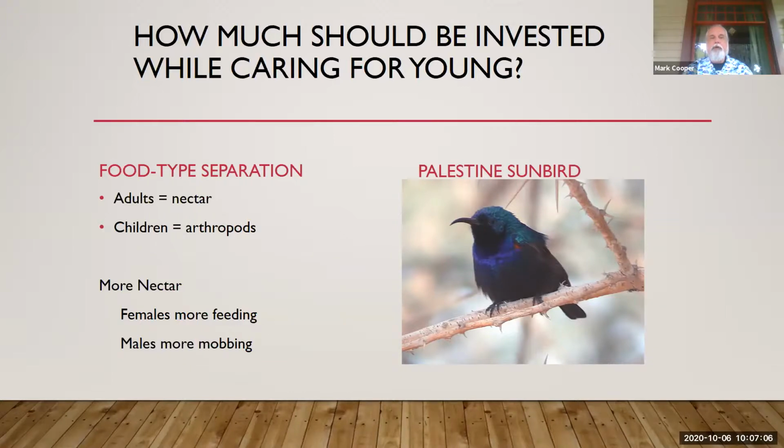So when there's more nectar, it turns out the females tend to do more of the feeding, and the males are doing mobbing. Mobbing is something we haven't talked about yet, but mobbing is when there's a predator, they will harass it to get it to leave the area. As the nectar becomes less and less, you will see these Palestine sunbirds, the male will start doing more feeding because it's necessary.